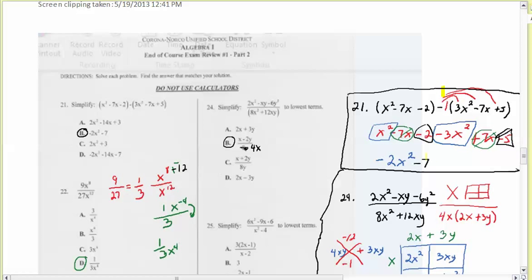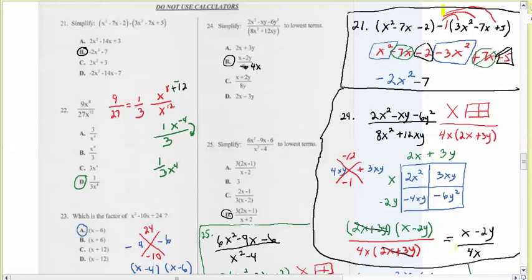It's letter B. Okay, number 22. I dealt with the numbers first, the 9 over 7 first. I got 1/3. Then I dealt with the x to the 8th and x to the 12th. I subtracted 8 minus 12, which is negative 4. Don't want a negative, so I put it in the bottom of my fraction to get 1 over 3 x to the 4th, and that's how I came up with letter D.